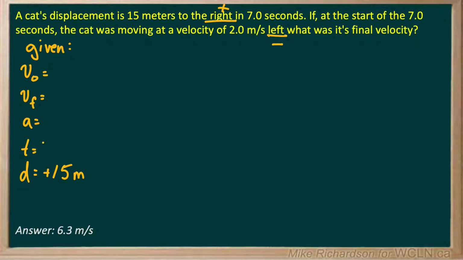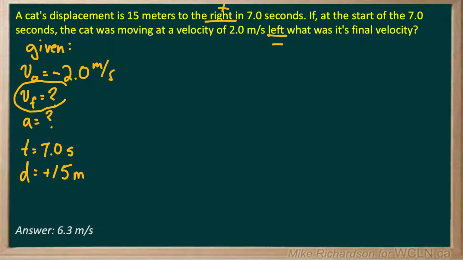The time it takes to achieve this displacement is 7 seconds. Time is a scalar. We don't need positive or negative. If at the start of the 7 seconds the cat was moving at a velocity of 2 meters per second to the left, what was its final velocity? So we're looking for v final given the fact that its initial velocity was negative because it's to the left, 2 meters per second.